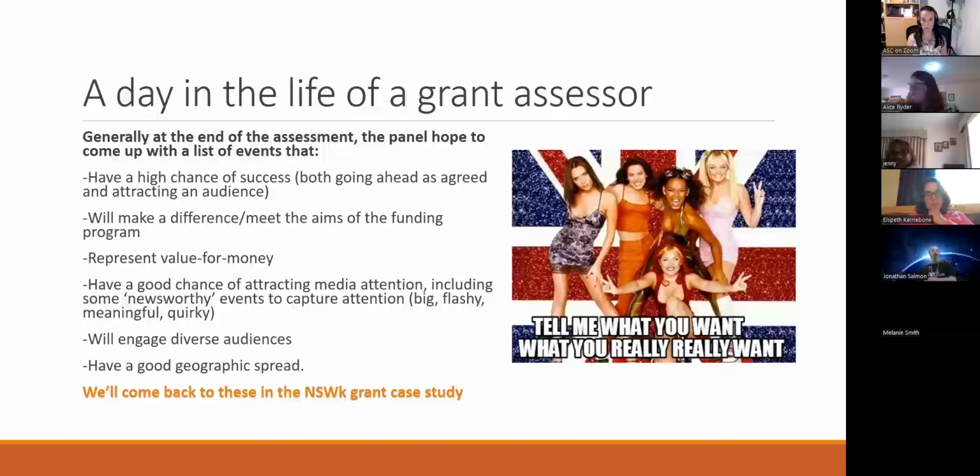And another really important thing is that as part of the suite events that get funded, the panel are hoping to have events that attract media attention so that we can get the word out about the suite of events that's happening, whether that's National Science Week as a phenomenon or whether that's something else. So they want to have some events that are going to be big and flashy or quirky or sort of tug on your heartstrings and really meaningful and tell a nice story.